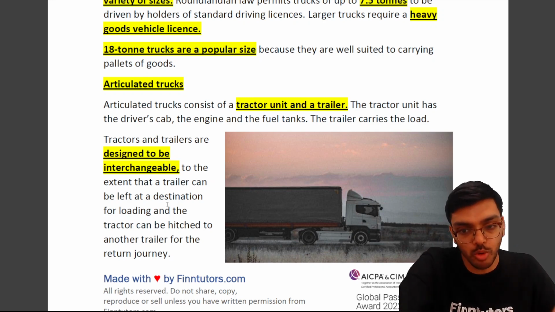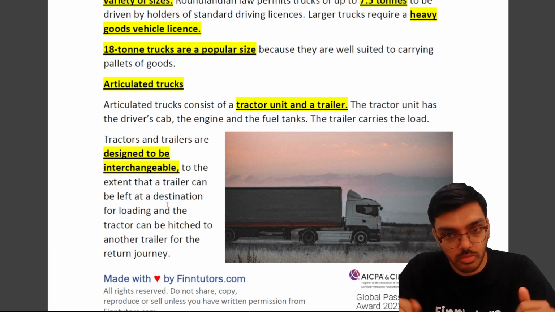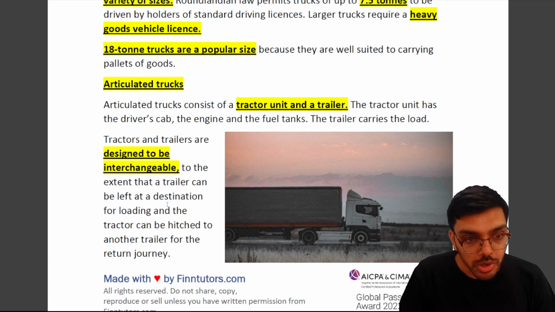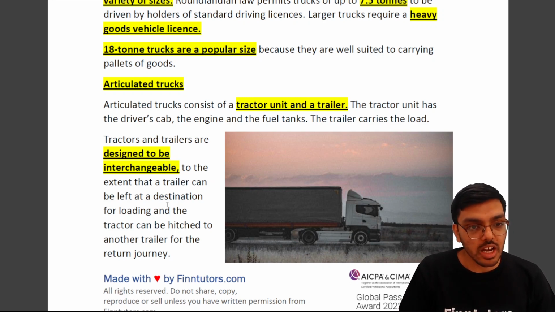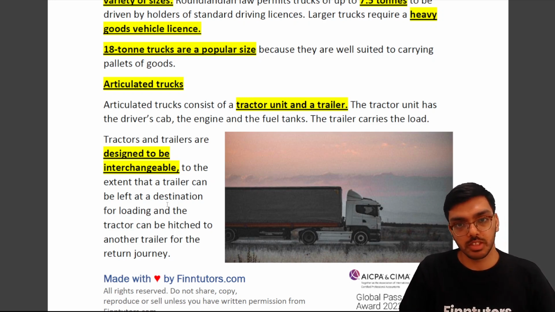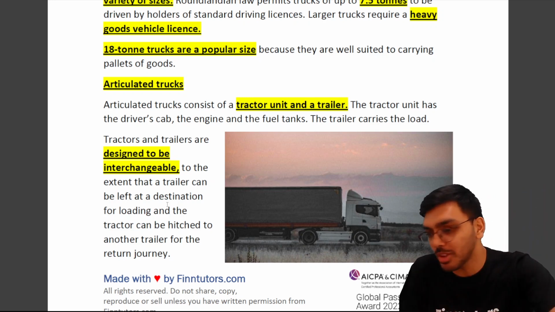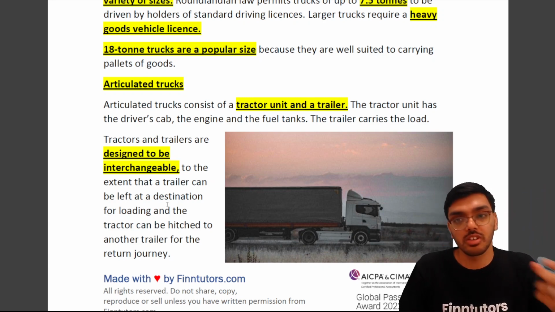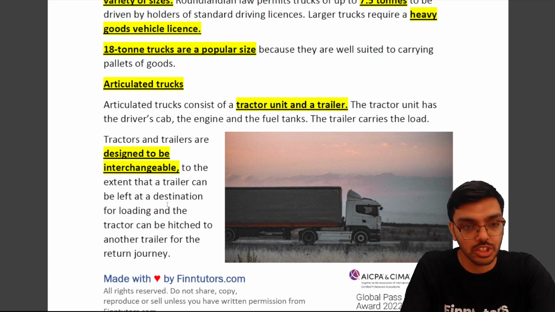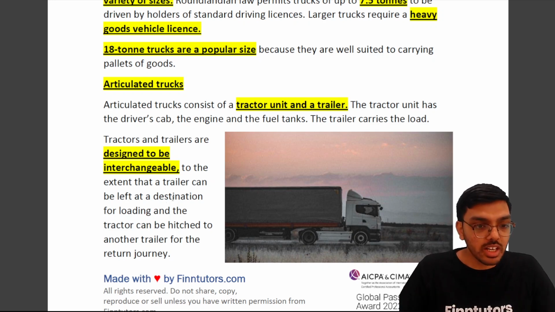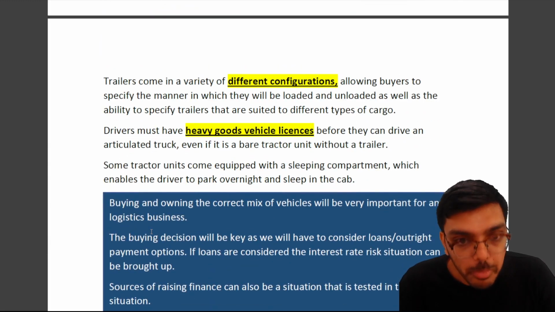The trailer can be removed and another trailer put on. The trailer carries the load. Tractors and trailers are designed to be interchangeable, so the trailer can be changed once it's delivered. The tractor can be changed and a different trailer can be attached to it, to the extent that a trailer can be left at a destination for loading and the tractor can be hitched to another trailer for the return journey. So this is interchangeable, and that is why articulated trucks are also popular.